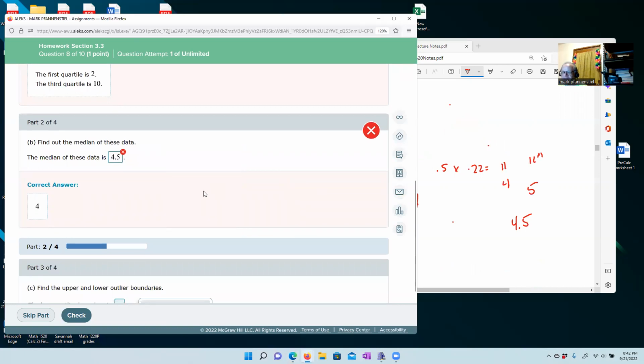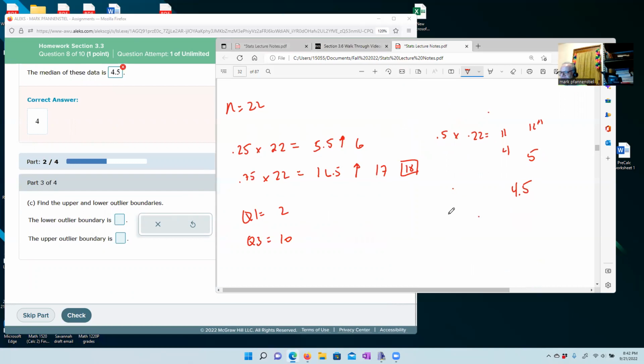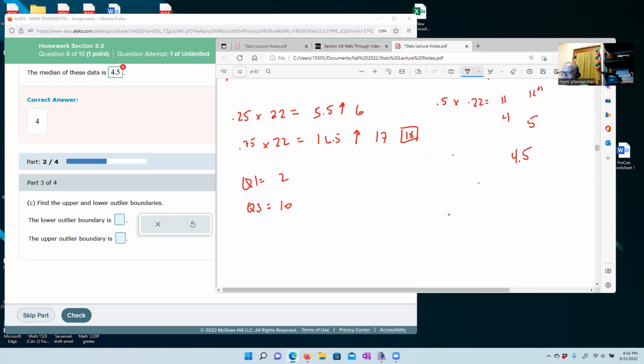Okay, so we want the upper and lower boundary. Okay, they want the lower boundary first. Okay, let's look at the lower boundary. Right, this is what's out of bounds. It's Q1 minus 1.5 times the IQR. Remember, IQR is nothing but Q3 minus Q1. What the heck was Q3? Their Q3, not mine. That was 10 minus 2. We end up with 8.